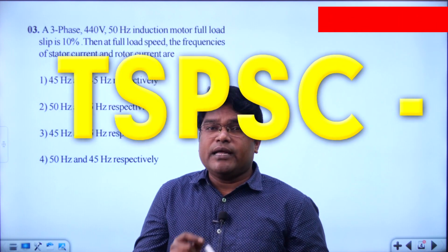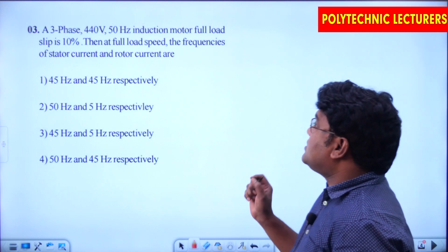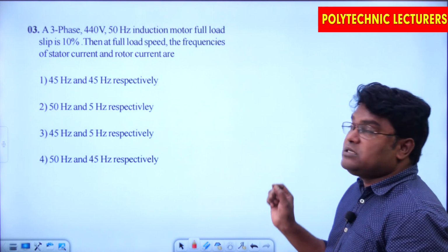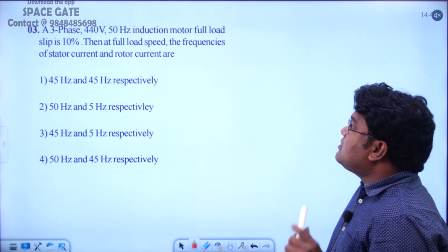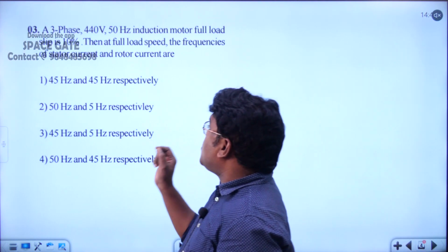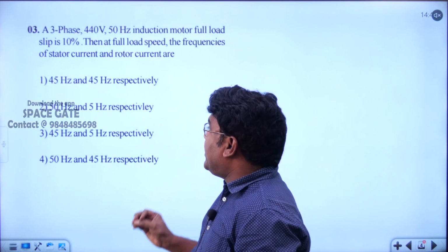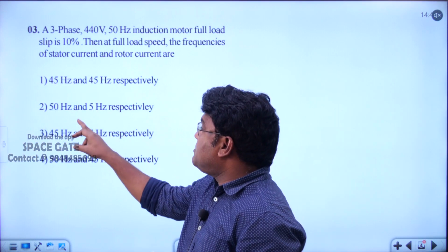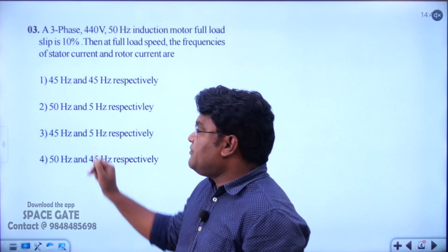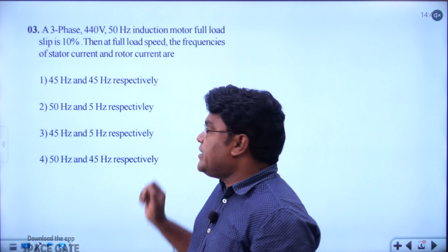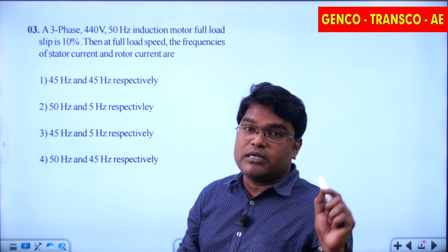Now let us solve another question. A 3-phase 440 V, 50 Hz induction motor has a full load slip of 10%. Then at full load speed, the frequencies of stator current and rotor current are: option A, 45 Hz and 45 Hz respectively; option B, 50 Hz and 5 Hz respectively; option C, 45 Hz and 5 Hz respectively; and option D, 50 Hz and 45 Hz respectively.